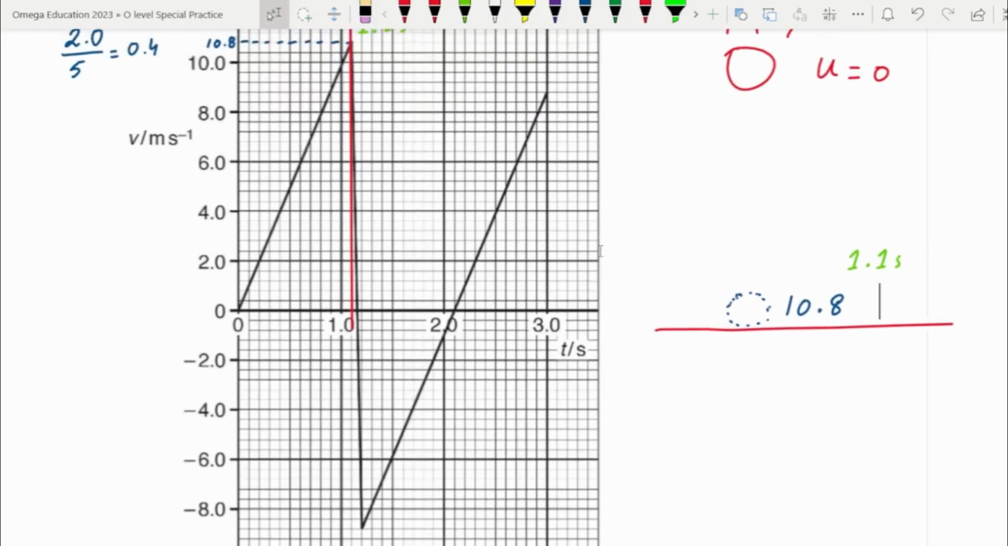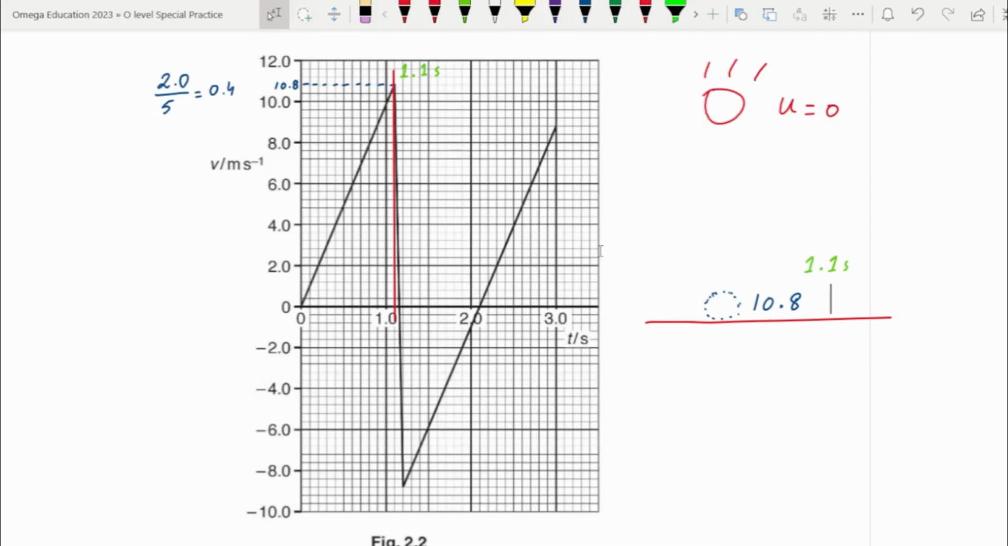Then my follow-up question is, what is the time at which the ball rebounds from the ground? And how do you know from the graph what is the time at which the ball rebounds? It would be the instant at which its velocity will start to decrease.